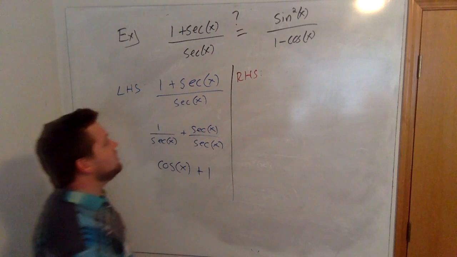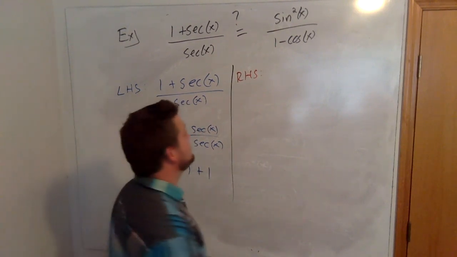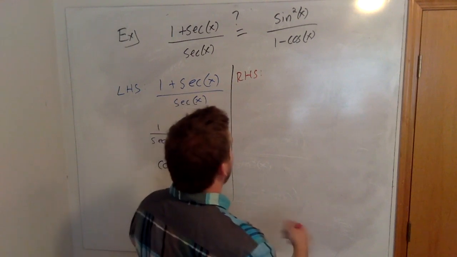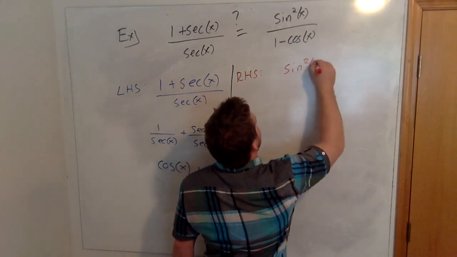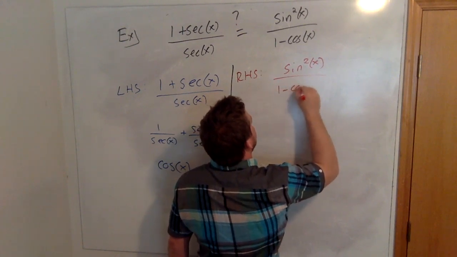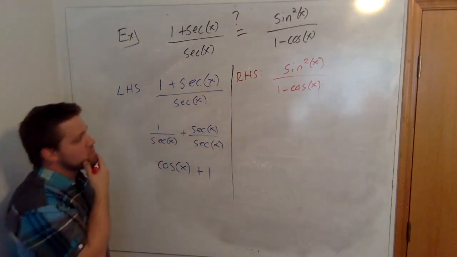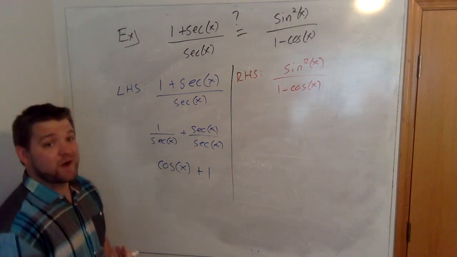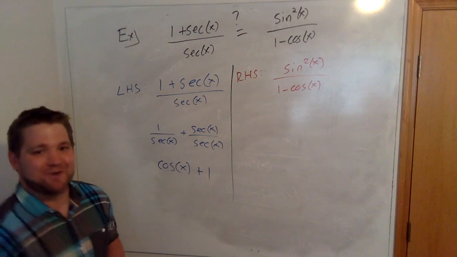Okay. What can we do with the right-hand side? Well, maybe I'll give you a couple different ways to think about the right-hand side. Okay, well, let's write it out. Sine squared of x over 1 minus cosine of x. You could maybe introduce a conjugate here, but I already see a sine squared, so I might just try to use a Pythagorean identity right off the bat.